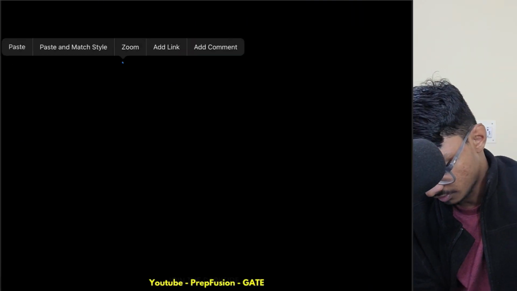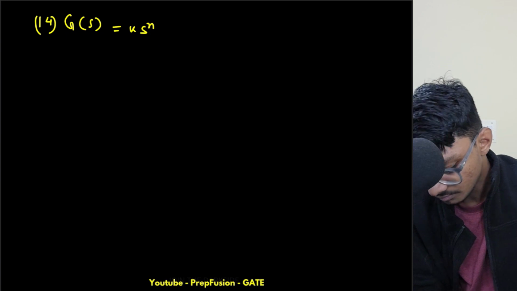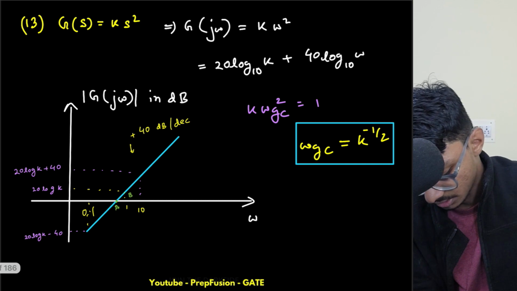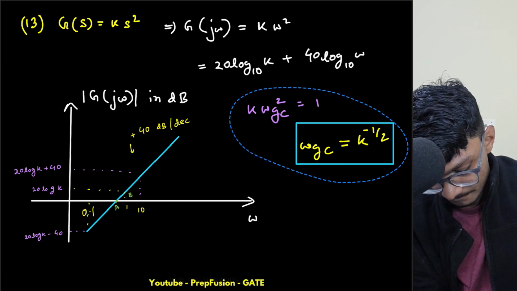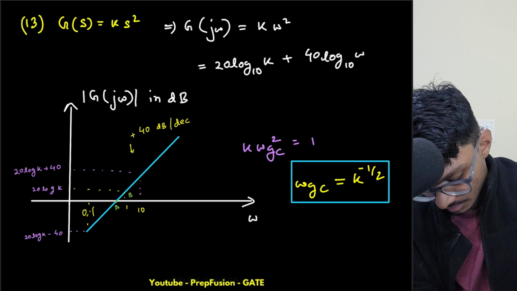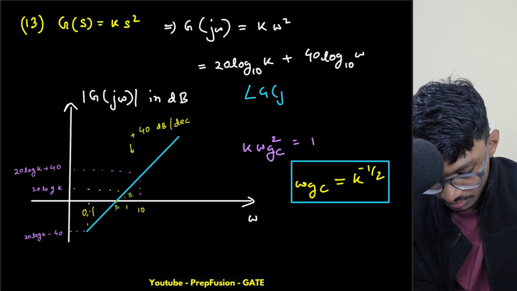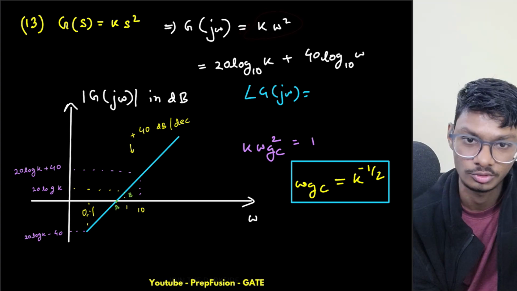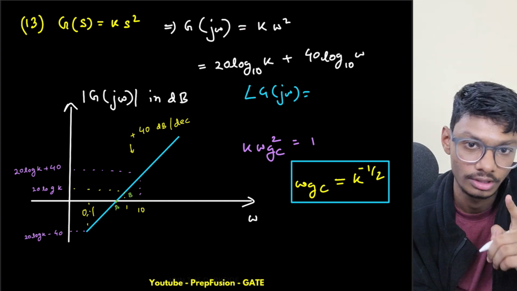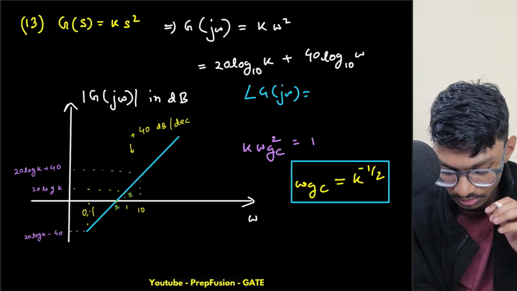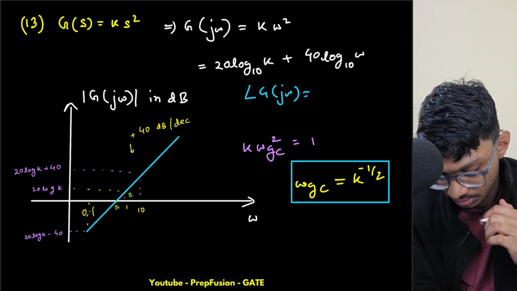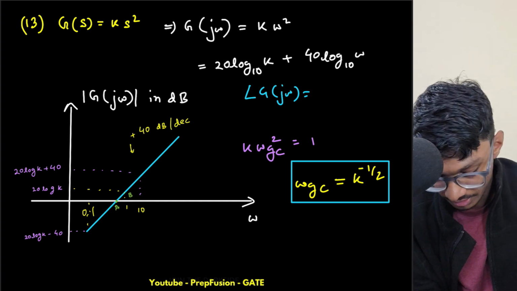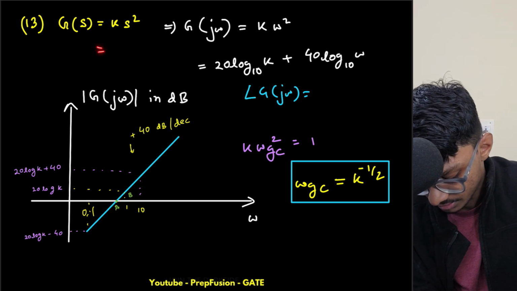So if G(s) equals s raised to power n, what will happen? Simply my magnitude function... Okay, I forgot to talk about the phase. So what is happening to the phase? Here, angle of G(j omega) will be how much? So this is always positive. How much angle am I getting? Simply 0 degrees, right? Sorry, not 0. Like this is always positive, but when I'm putting s equals j omega, what is this?